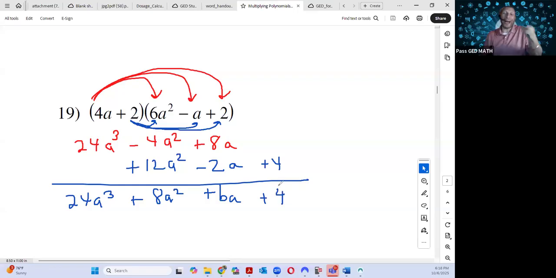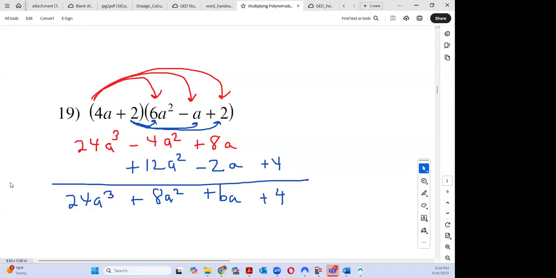Now, when I'm combining signed numbers, it depends. So 12 and minus 4, right? 12 minus 4 is 8. So that's why I got 8a squared. 8 minus 2 is 6. That's why I got 6a. Got me? Yeah. And then you go check it.